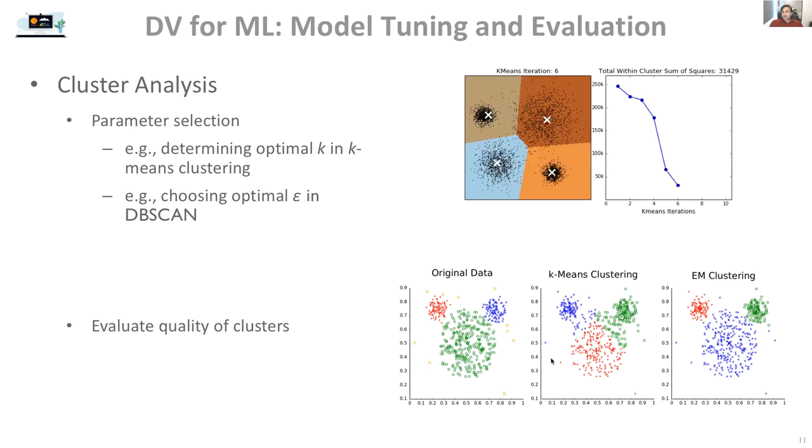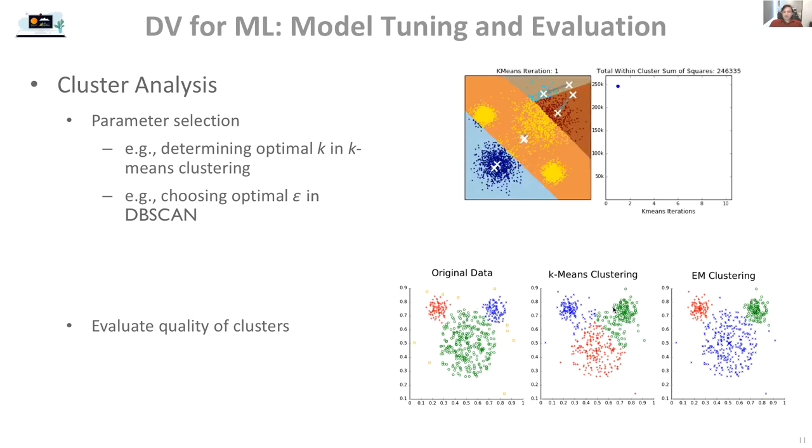In this example, we see that K-means clustering has detected low quality clusters. This is what we wanted to achieve, and this is what we got from K-means clustering. But we can see that EM clustering, or expectation maximization clustering, achieves near perfect results.